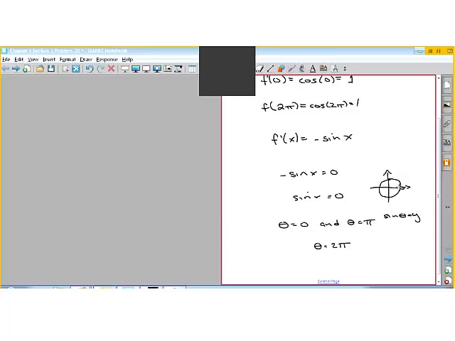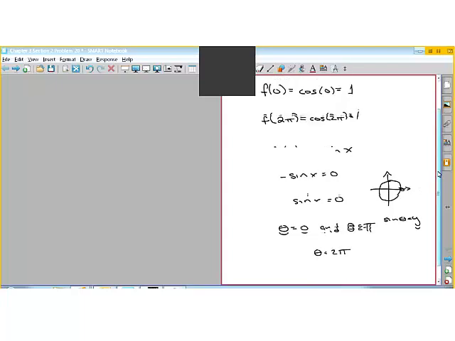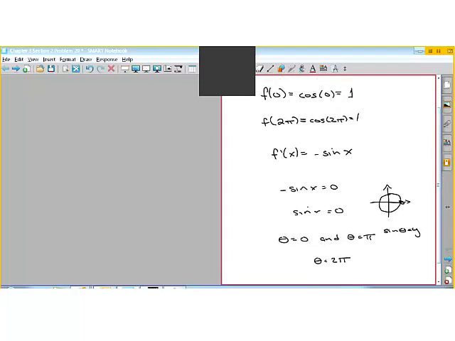So it's 0 at 0, it's 0 at pi, and then back to 0 at 2 pi again. So in this case, the other ones are on the ends of the intervals, but this one is in the middle, so theta equals pi.